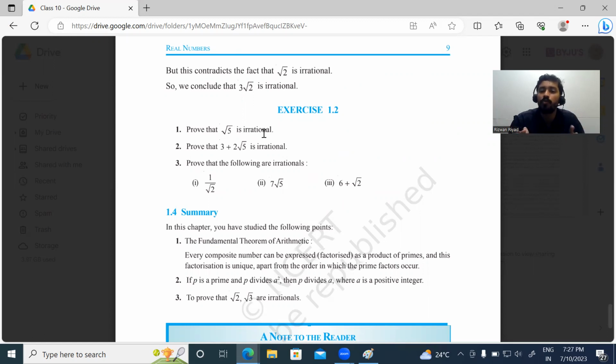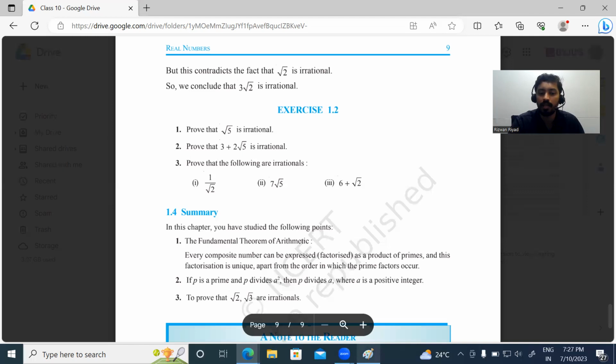In the case of root 5, you will find 5. In the case of root 2, you will find 2. In the case of root 3, you will find 3. That is the only difference. Everything else is the same. So I will be proving this one only: prove that root 5 is irrational. For root 2 and root 3, you can go through the textbook. If you can understand this, then definitely you can understand that one also. So let's discuss this.